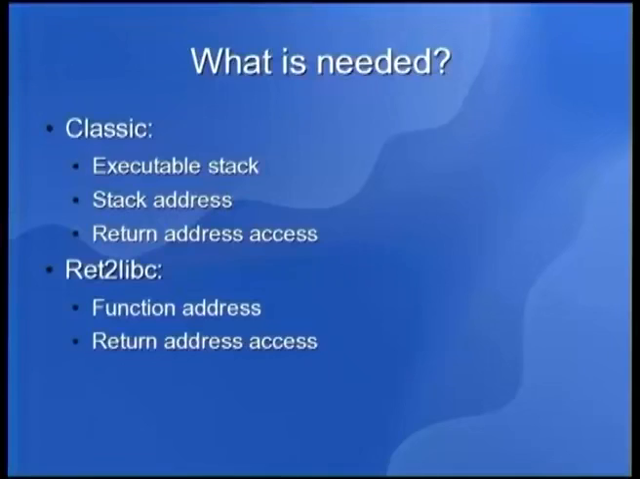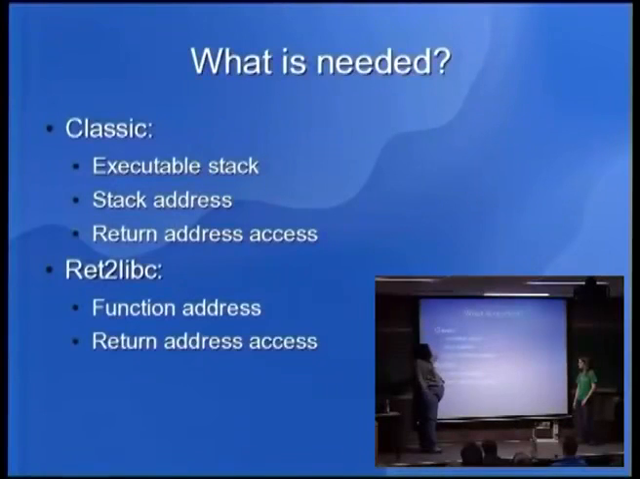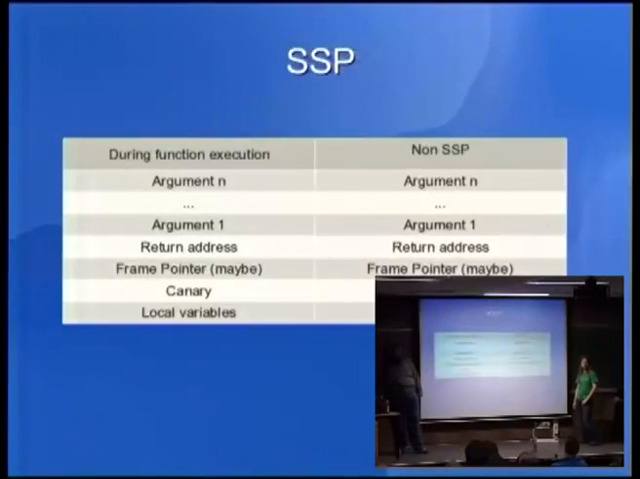So, what's needed for the attacks? You need, for the classic attack, to be able to execute code on the stack, which is where you have your variables. You need to have access to the stack address. And you need to have access to the return address, so you can modify it and make it go to the stack. And for the other kind of attack, you need the function address you want to call, and access to the return address you want to modify. And well, to the arguments, of course, but if you have access to the first, you probably have access to the second one. So what's SSP?